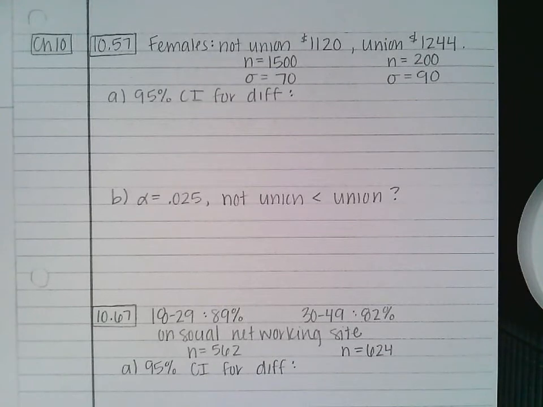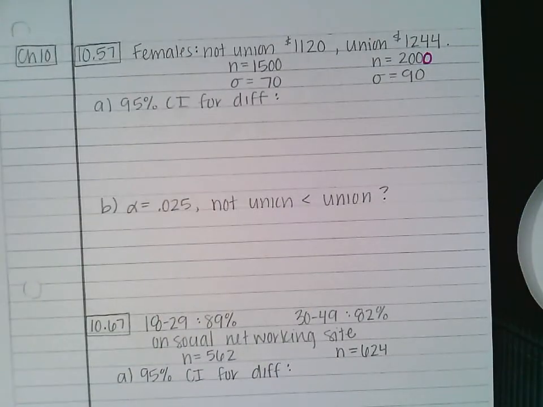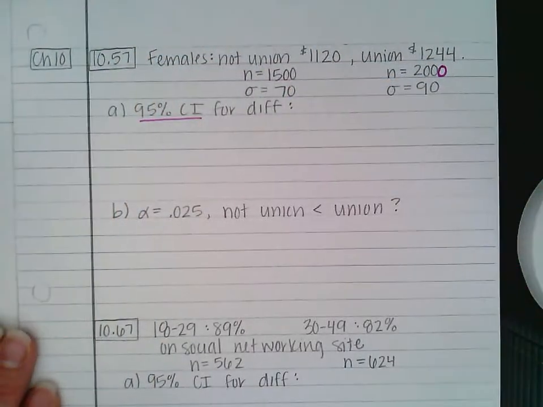I don't like that those are so different in sample size. It doesn't really matter, but I just want to make sure. Yeah, that should be 2,000. Okay, that makes a lot more sense. And then the population standard deviations are known, and so I want to find a 95% confidence interval for the difference in the means.